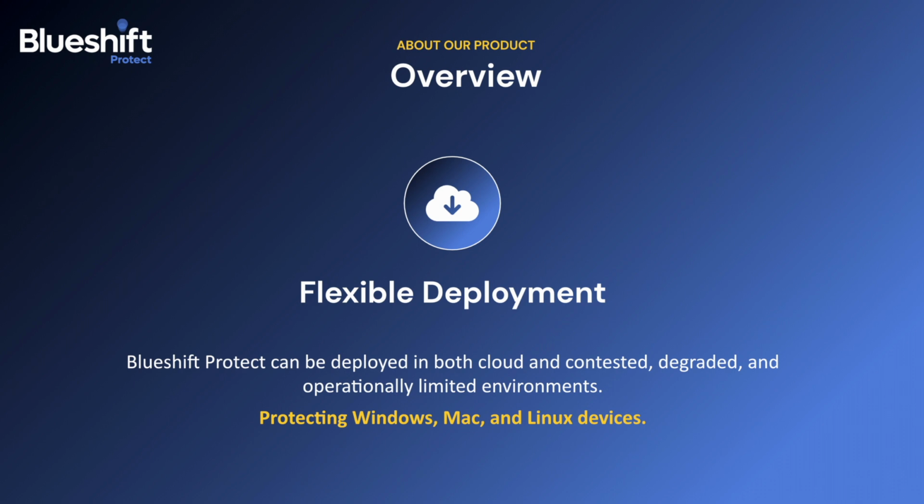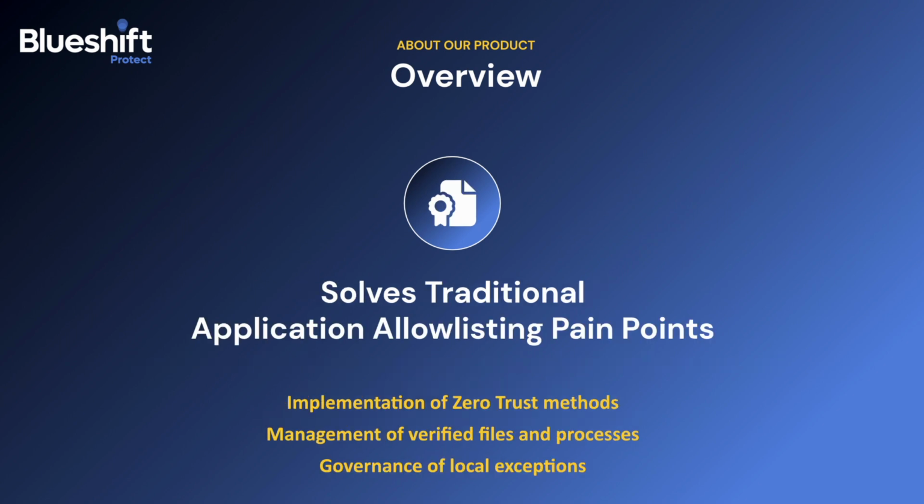The deployment is very flexible. It runs in cloud environments, can run on multiple different operating systems, can run in a hybrid environment, an on-prem environment, a mix of on-prem and cloud, whatever you have. It's pretty flexible to install. And it solves some of the traditional Allowlisting pain points that other solutions have had, mostly on the implementation side, the management of verified software, and the governance of local exceptions, because everybody's going to have some kind of custom software that they need to run in their environment. Most people do. And so you need to be able to manage that local exception thing. And we do a really good job of that.